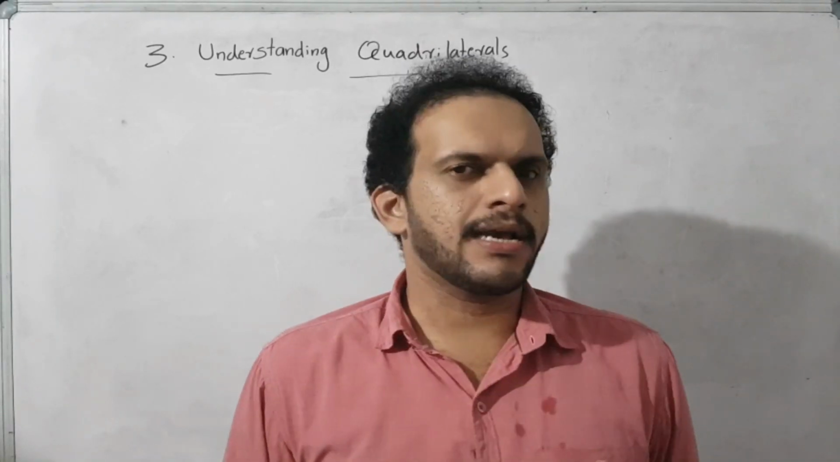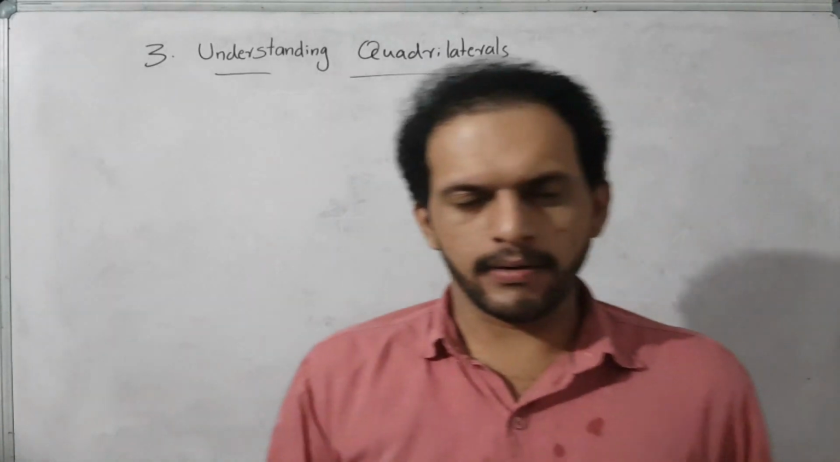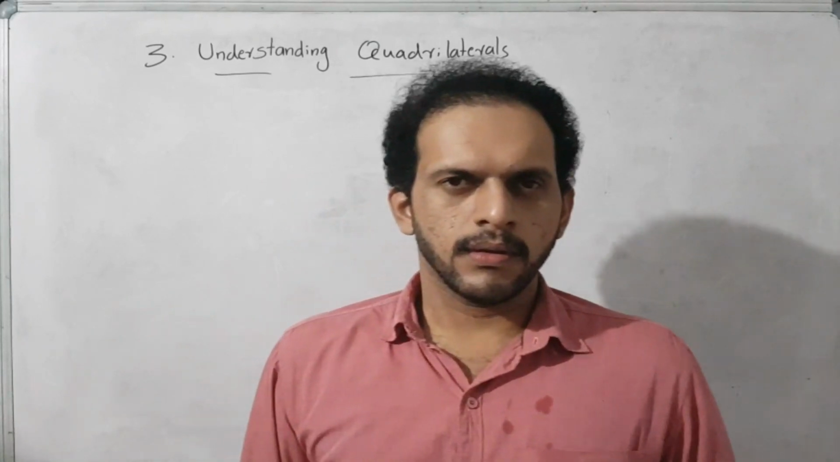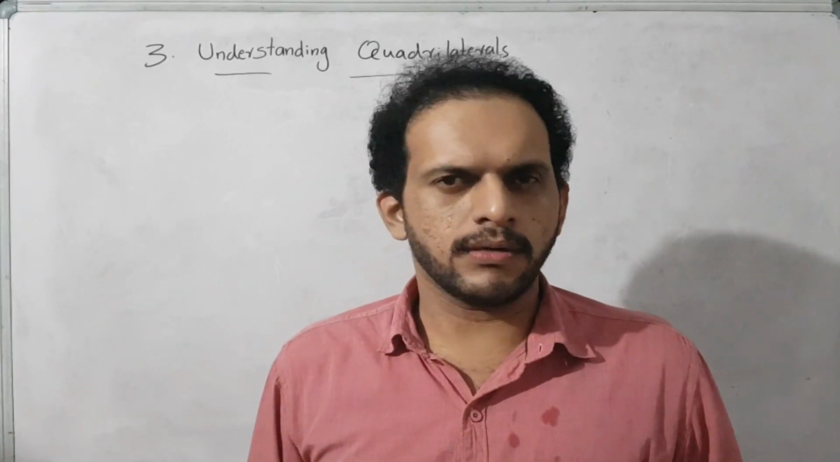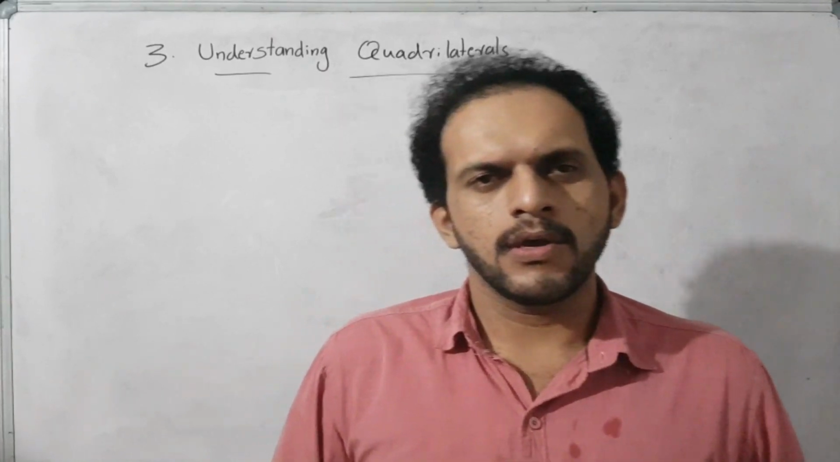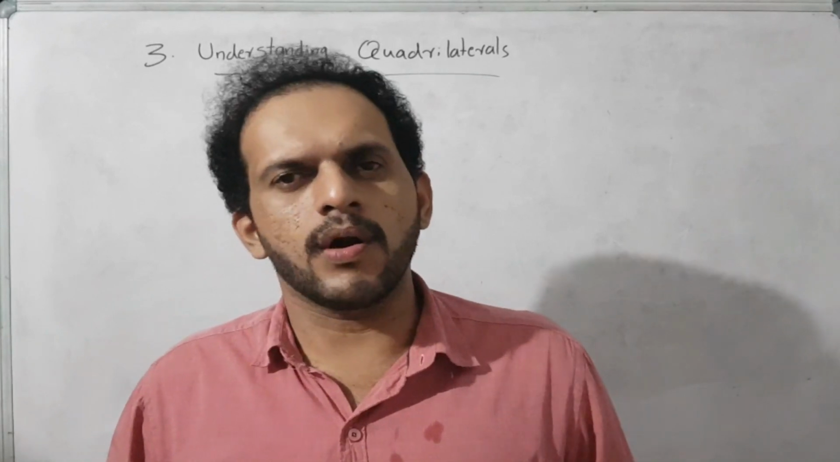Next we go to the next chapter, chapter number 3. That one is understanding quadrilaterals. Quadrilateral is not a new term. We already learned the term about quadrilaterals. We studied the different kinds of quadrilaterals and some properties of quadrilaterals.